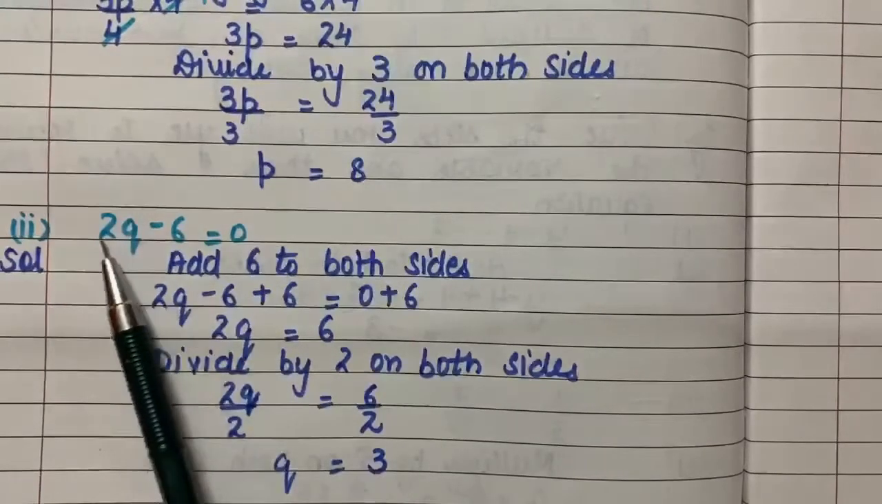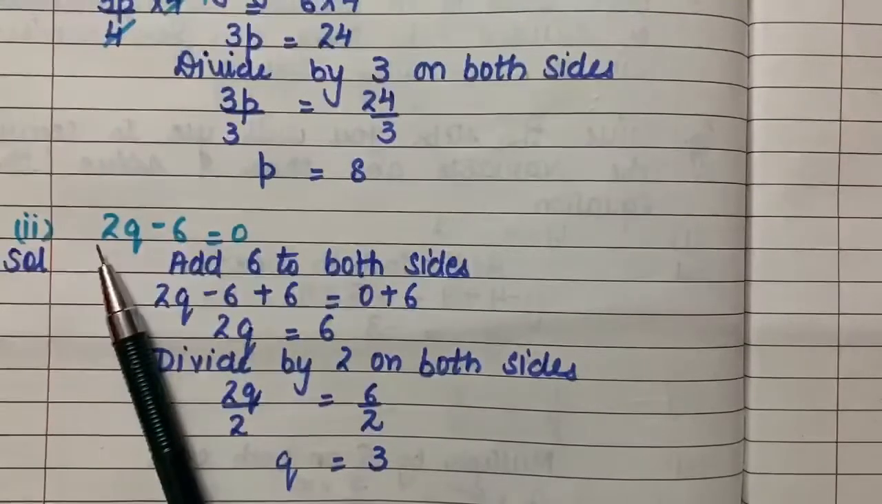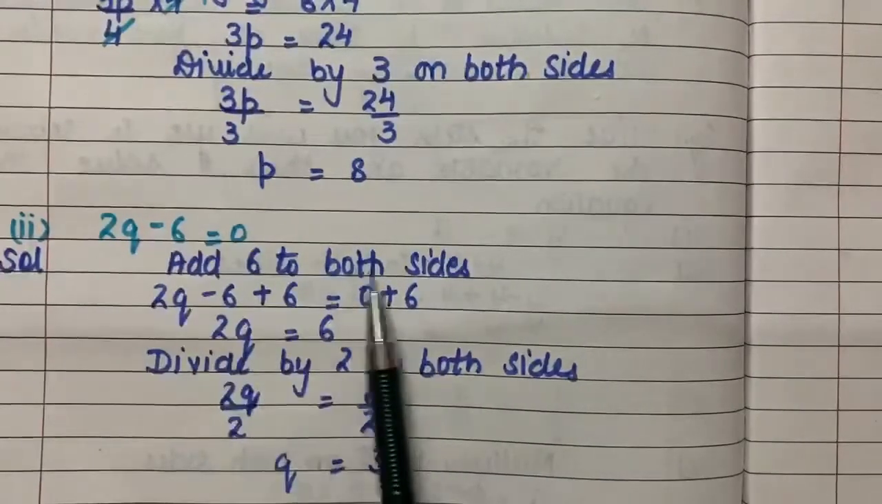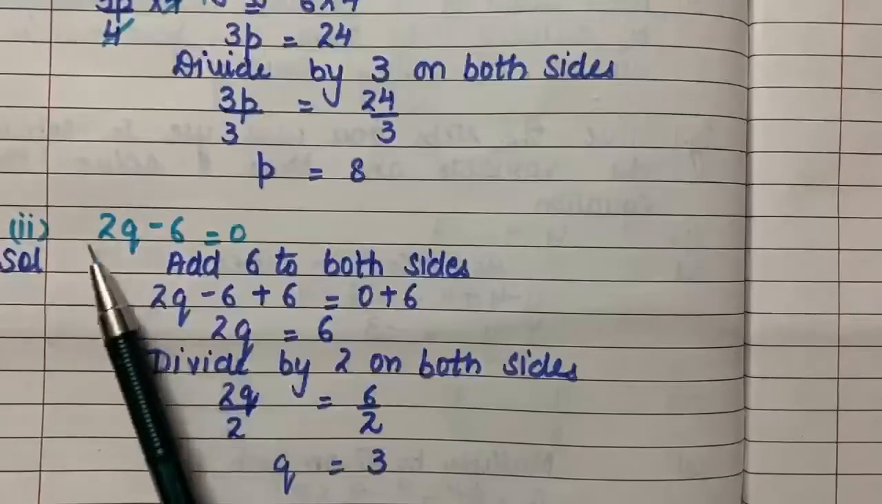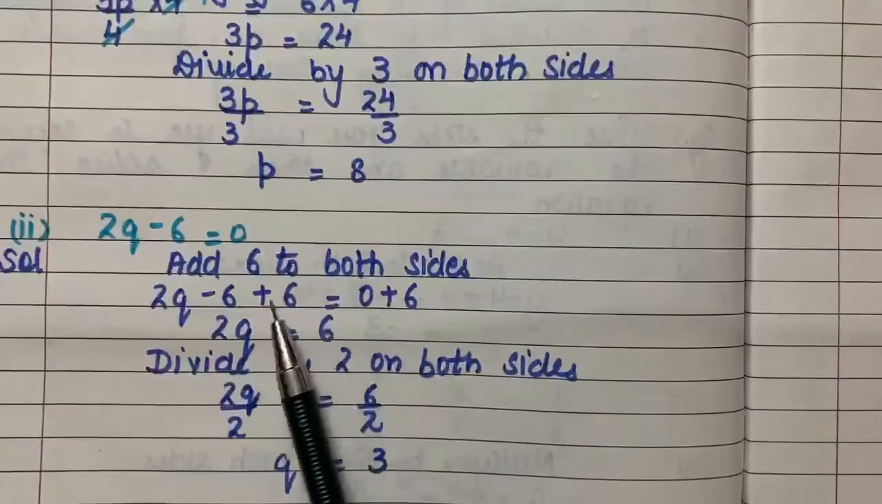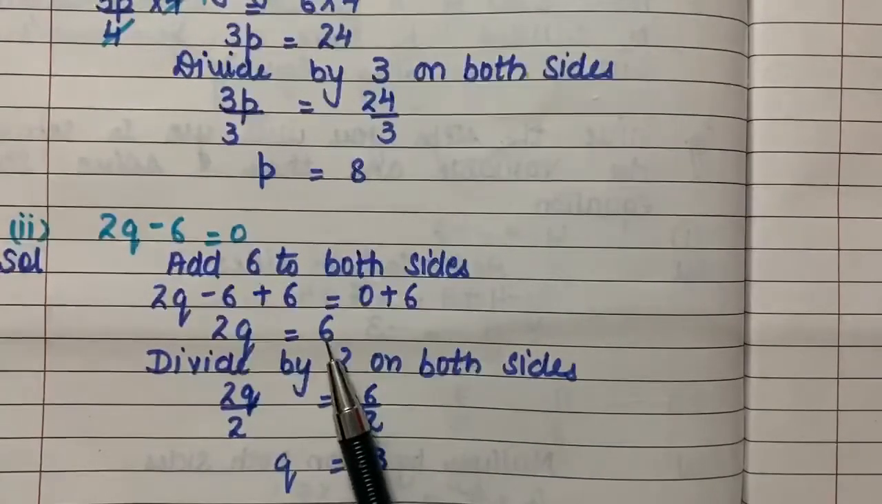Here, in order to make q alone, we have to remove this 6 first of all, and then we have to remove this 2. So here, in order to remove this 6, we have to add 6 to both the sides. So 2q minus 6 plus 6 is equal to 0 plus 6. Minus 6 plus 6 will get cancelled. We are left with 2q. 0 plus 6 is equal to 6 here.